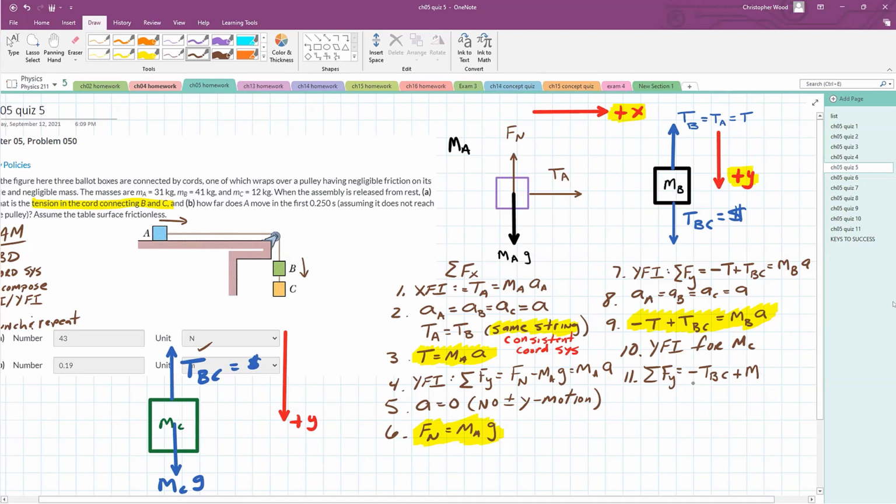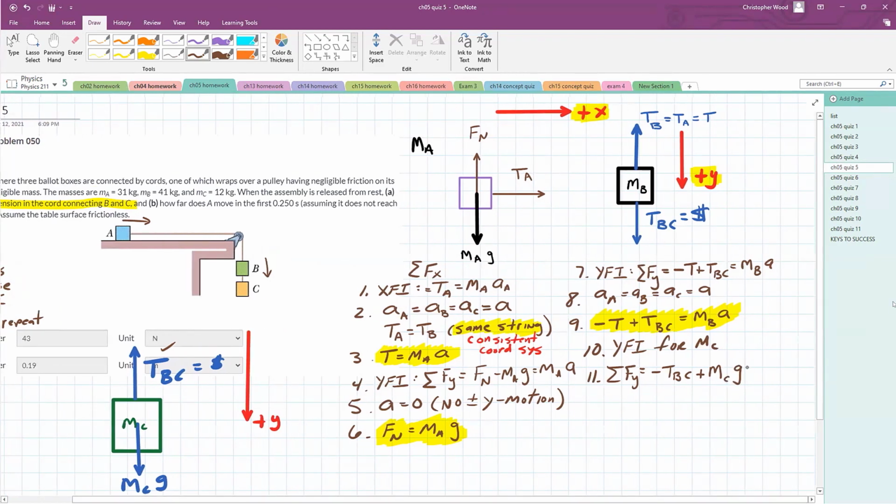Step 11, I have negative T_BC going in the negative Y direction. M_C g is going in the positive Y direction. That's it. This equals F equals MA. Here's F equals MA. Done with that.